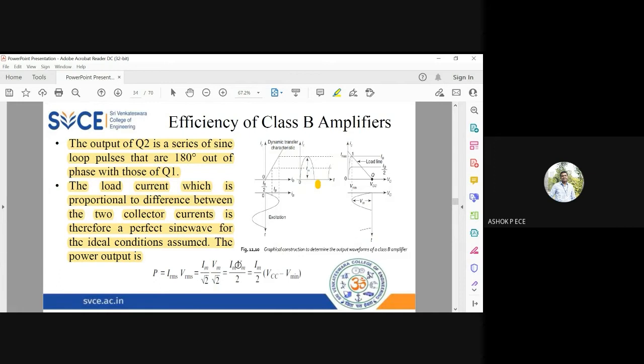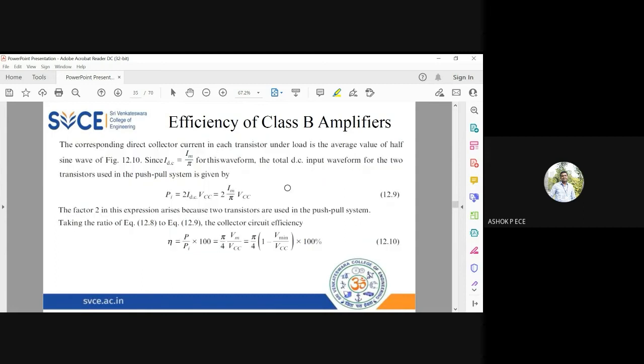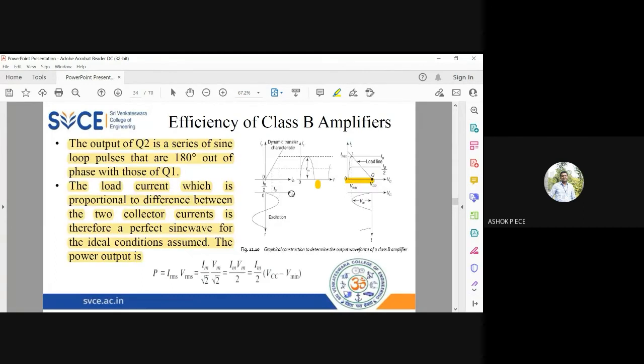So Vm is the maximum value. The maximum swing can change from VCC to V minimum. That is the maximum value your Vm can take. So it is Im by 2 into VCC minus V minimum. That is going to be your output power. Output power is AC power.